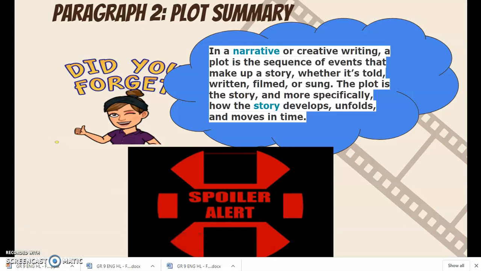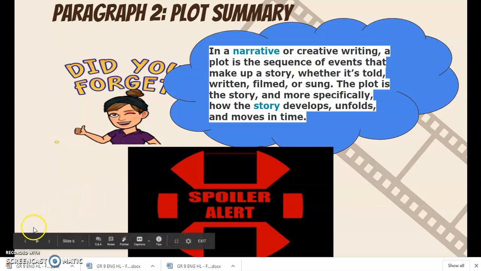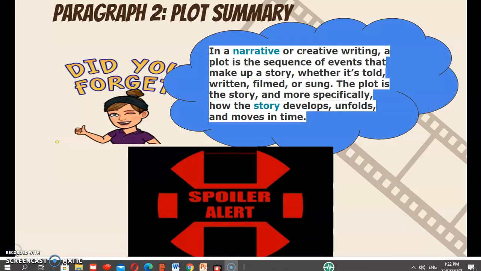Now we get to the second paragraph, and in the second paragraph you are going to summarize the plot. If you've forgotten what a plot is, that is what happens in the story, the sequence of events. How does it start? Who is it about? But very, very important when writing this plot summary, there should be absolutely no spoiler alerts.